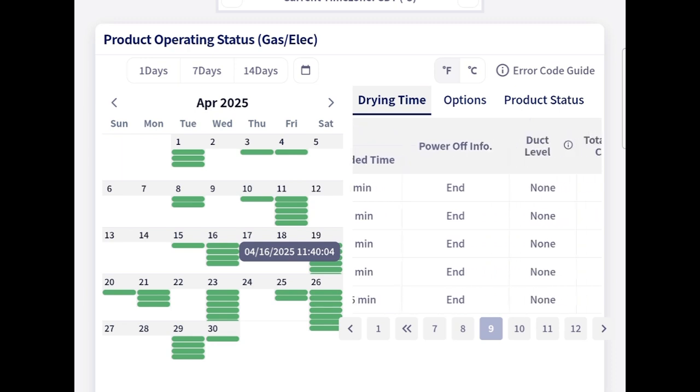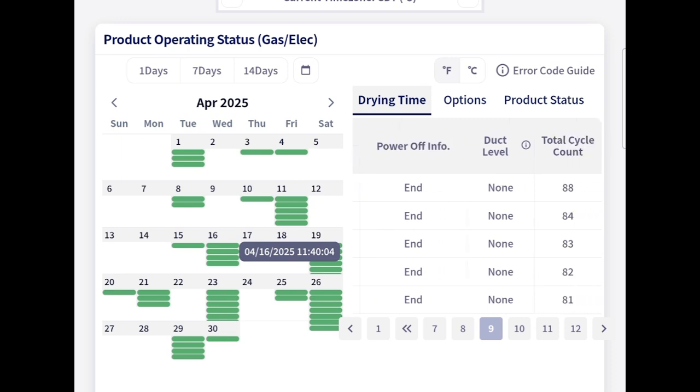Then you have your power off information. You have your duct level. If the unit would have given a D80, D90, D95, any of those codes during the cycle, it would show up in this duct level column. And then at the end is your total cycle count.